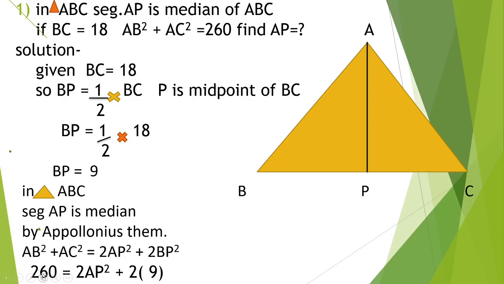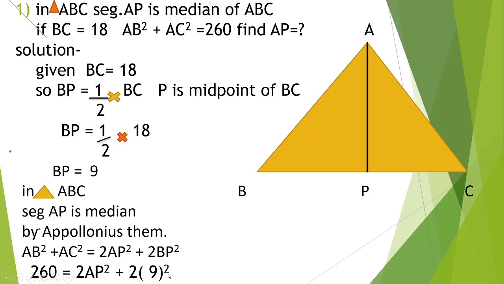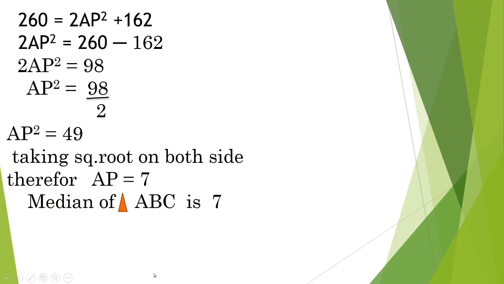Put the value: 260 is equal to 2AP square plus 2 into BP square, which means 9 square. In the next step, 260 is equal to 2AP square plus the square of 9, which is 81. 81 into 2 is 162. So our next step is 260 is equal to 2AP square plus 162.